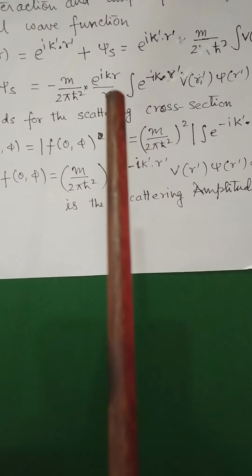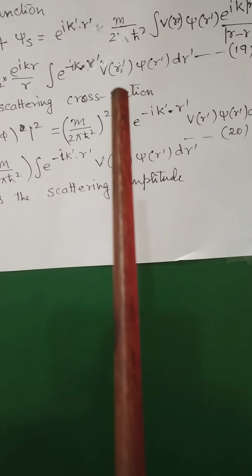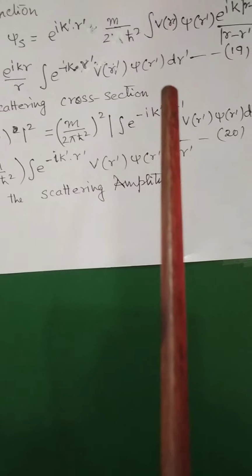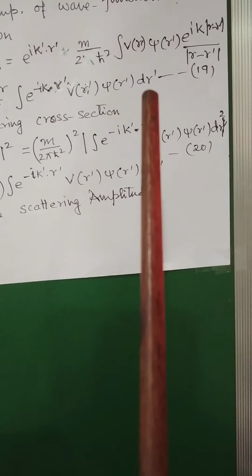Now the value of psi s is equal to minus m upon 2 pi h cross square multiplied by e raised to the power of iota k r upon r, multiplied by integration of e raised to the power of minus iota k dash dot r dash multiplied by v function of r dash psi function of r dash d r dash. Let it be equation number 19.